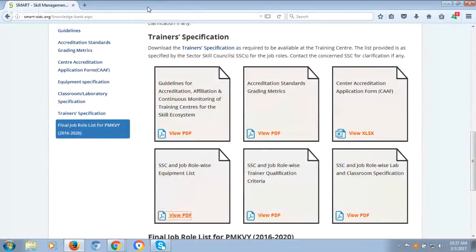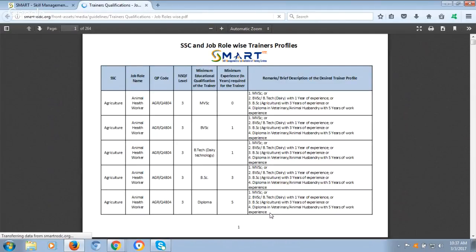For example, we have discussed sector skill councils and job role wise equipment detail. Again, they have sector skill councils and job role wise trainer qualification criteria. If you want to start any job training, what should be the minimum qualification or experience? As I told you earlier, we opened the sector skill council and their equipment list. Now we have opened sector skill councils and job role wise trainer profile. For example, we have opened agriculture. In that, the job role is animal health worker.